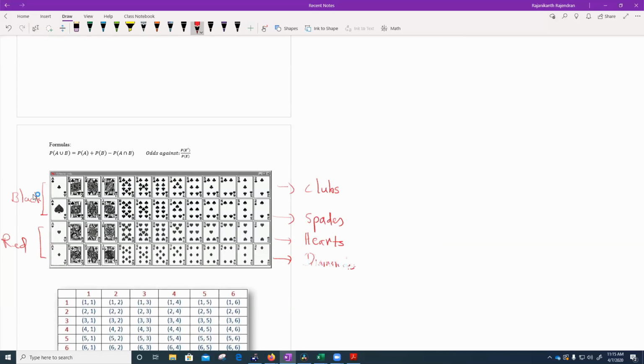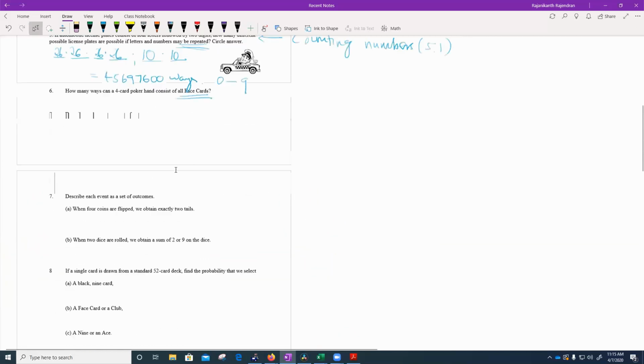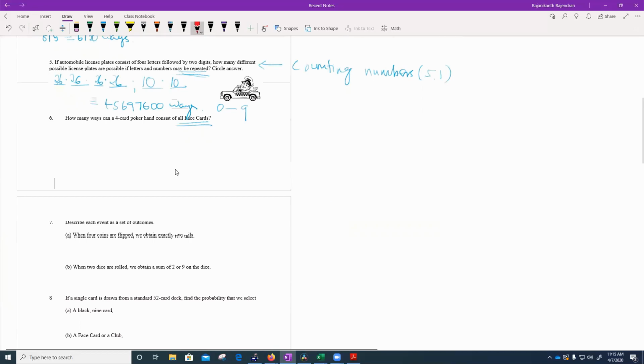Okay, now I need face cards, right? So each variety has three face cards. So in total, you will have this many face cards. This is all my face cards. So how many are there? There are 12 of them. So among those 12, I need to have four face cards. Therefore, the number of ways this could happen is 12 choose 4.